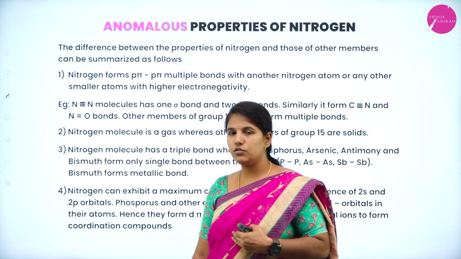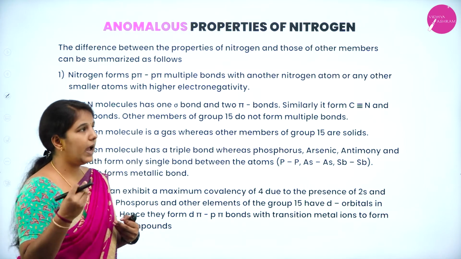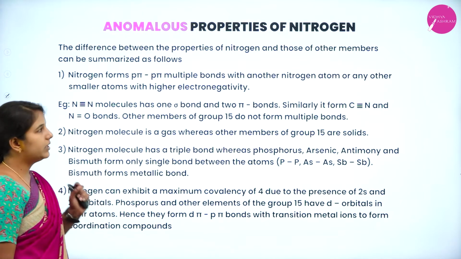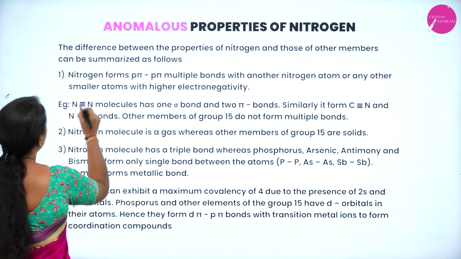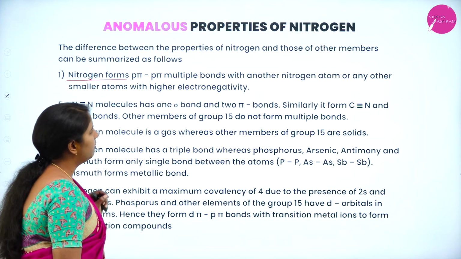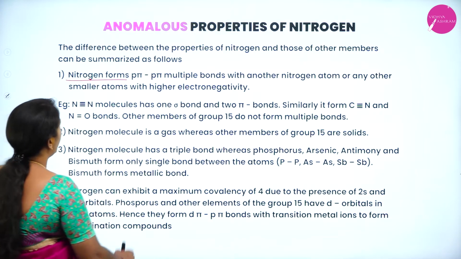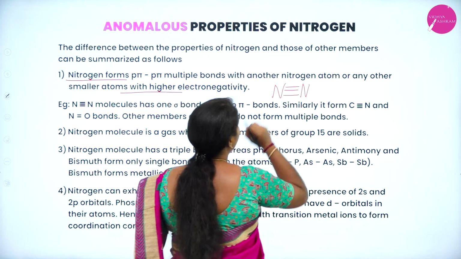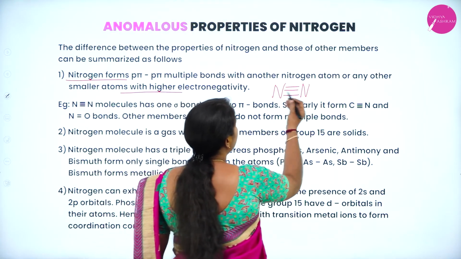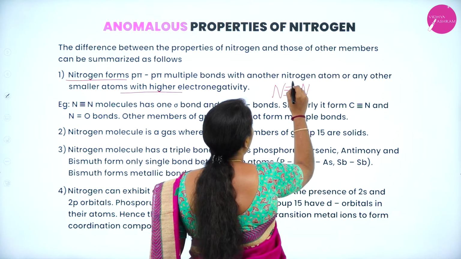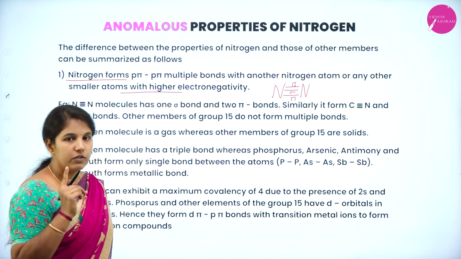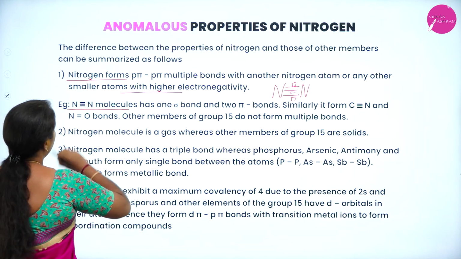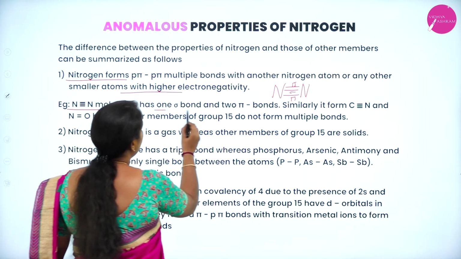Then, why will nitrogen look different from the rest of the elements? I'll explain by taking some examples. The differences between the properties of nitrogen and the other members of group 15 are mainly because nitrogen can form p-pi p-pi multiple bonds with other nitrogen atoms and only with other smaller atoms of higher electronegativity. You can take the example of triple bond formation between nitrogen atoms. We know that between nitrogen atoms there is a triple bond, of which one is sigma and two are pi. That is why it looks different from the rest of the elements. So in the nitrogen molecule, we have one sigma and two pi bonds.